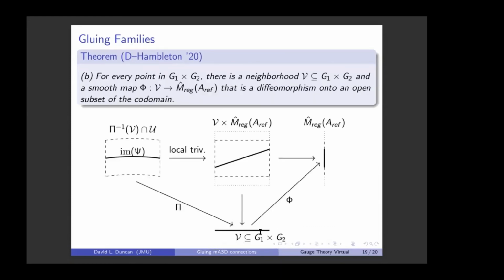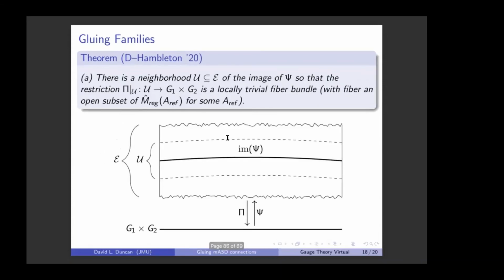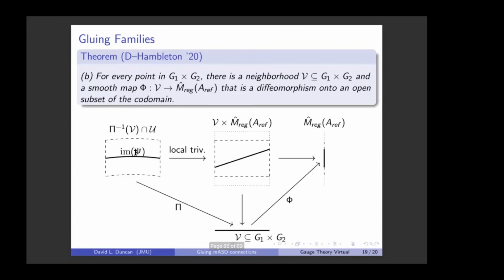And then take the pre-image of V upstairs and then intersect that with U. So these dotted lines here are the same as these dotted lines here. So I'm intersecting into the U, which is the thing I know is a locally trivial fiber bundle. So since up here I'm in a locally trivial fiber bundle, I can pick a local trivialization.